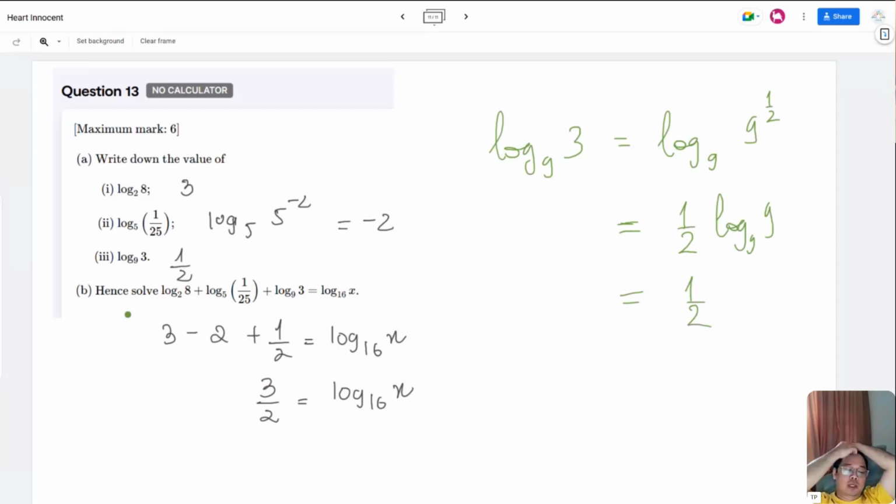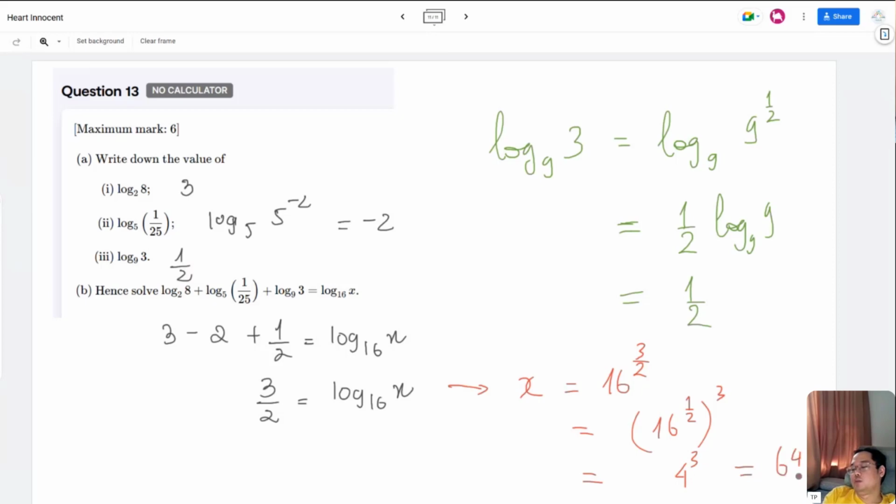So what is the conclusion? What is the value of x? Can you find x without a calculator? X will be 16. 16 take the base and then power 3/2. So 16 power 1/2, and then times 3. The square root of 16 is 4, and then you take the cube of 4. It is 64. 4 squared is 16, 16 times 4 is 64.